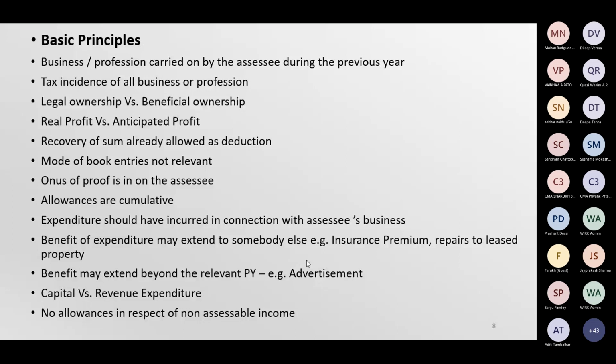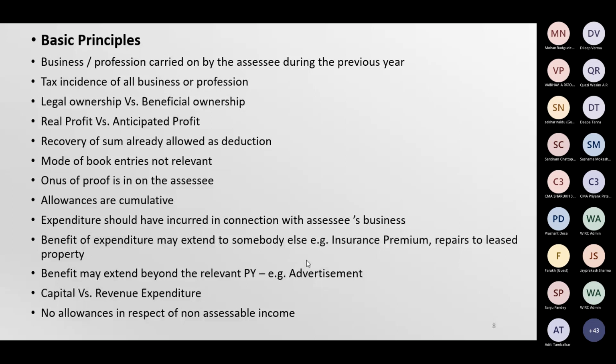Then real profit versus anticipated profit: there should not be any fictitious entries or fictitious profit that you book in the books of accounts. We have a basic principle in accounting that all anticipated losses and expenses should be considered, but no anticipated income or profit should be considered. So that is a basic accounting principle which applies here as well.